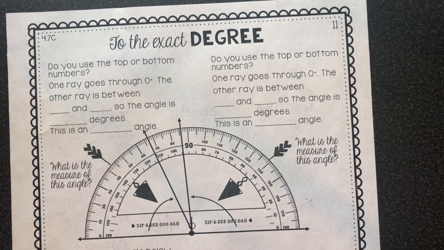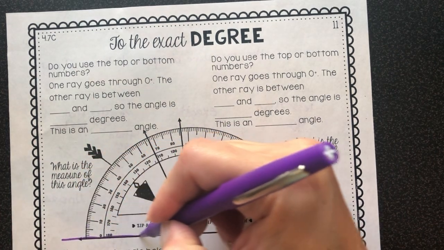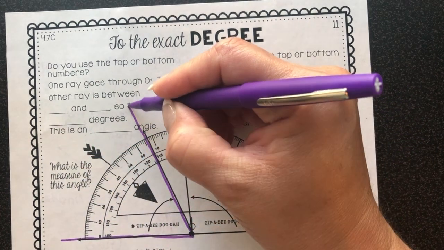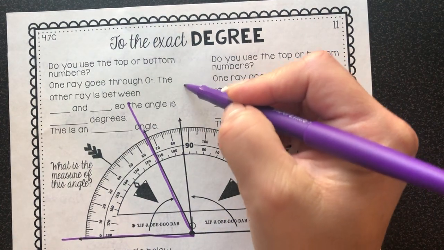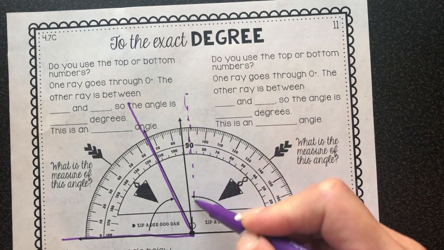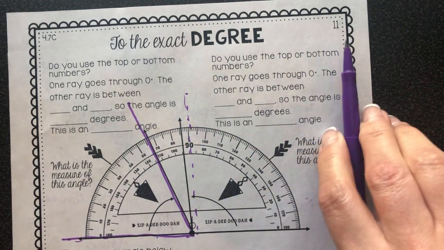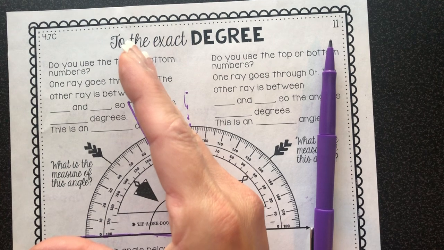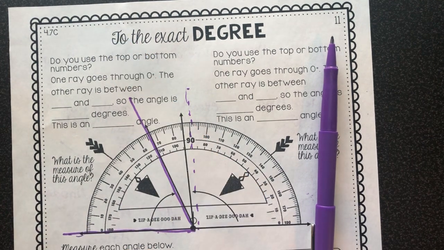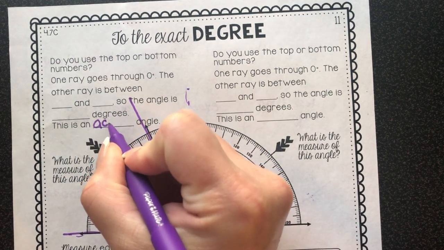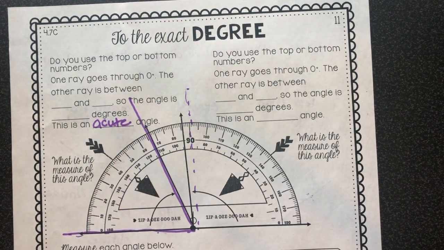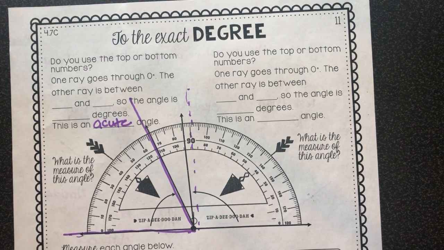Starting off, measuring to the exact degree. The first angle they want us to measure is this angle right here. Just by looking at that angle, I can tell something right away. Here's 90 degrees right here. This angle is closed and less than 90 degrees, so that tells me this is an acute angle. Acute angles are less than 90 degrees.